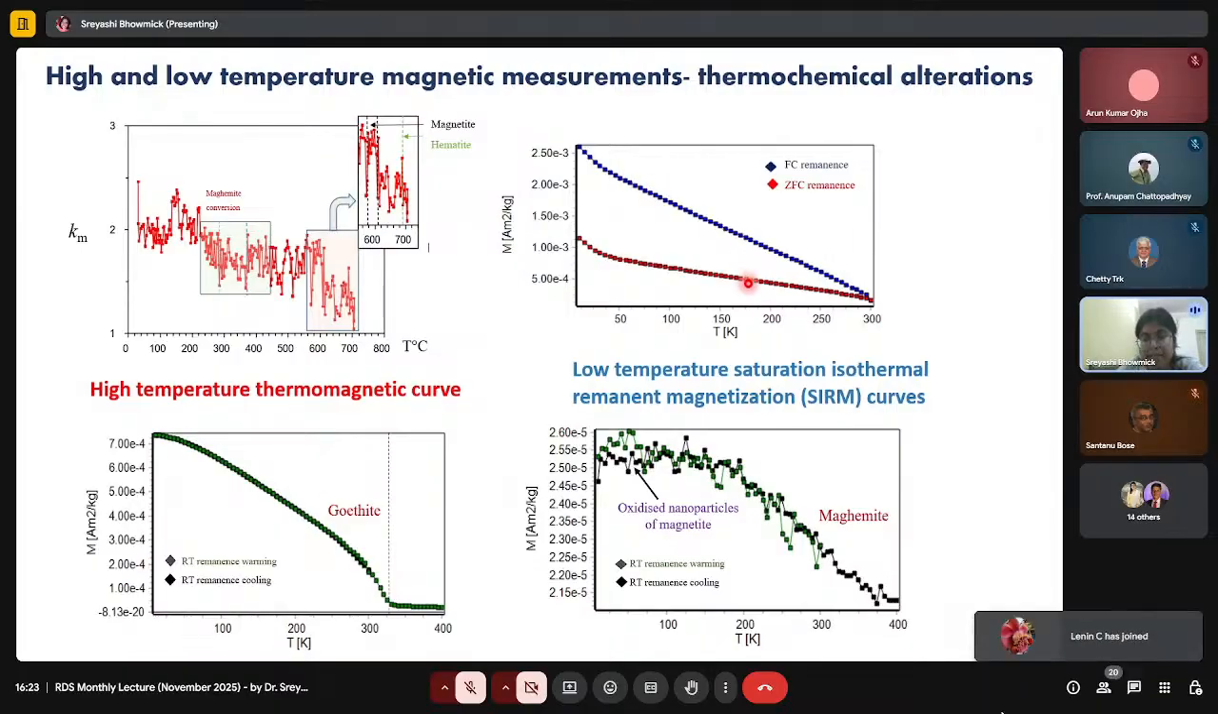In this case, we can see that as we decrease the temperature, there's an increase in the saturation remanence. Now, this is particularly a characteristic of goethite. Not only that, we see that there is a divergence between the cooling and the warming curves, which is also indicative of goethite. Now, how do we know this?